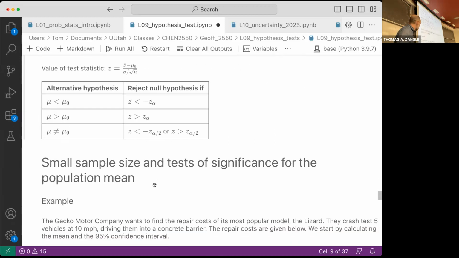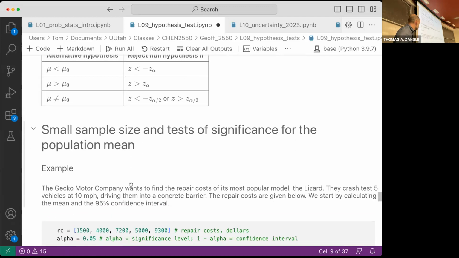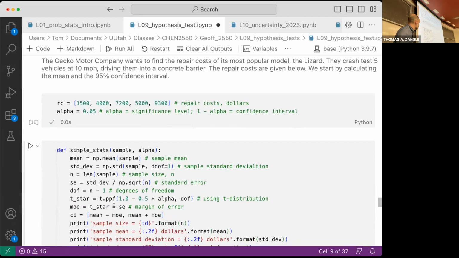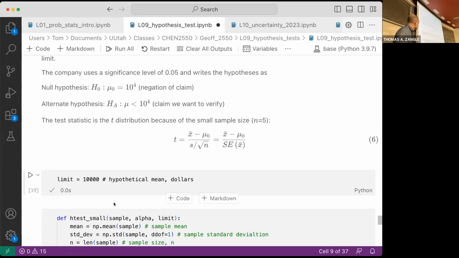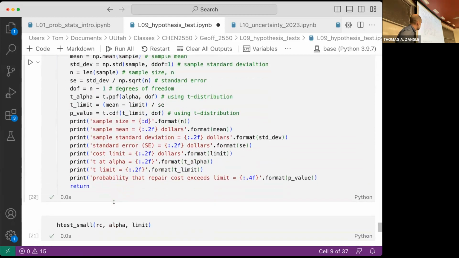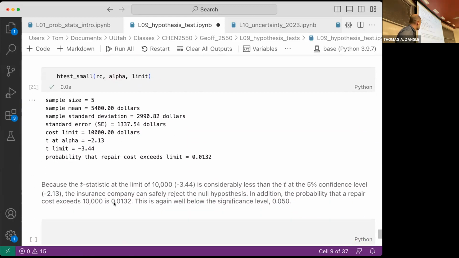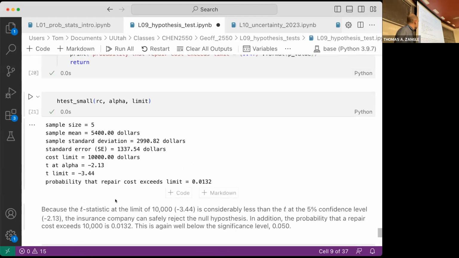Okay, there's another example here on small sample size and tests of significance for population mean that is using the t statistic, and that I will refer you to in the notes, right? So this is in the notes for lecture 9, but it follows through very similar reasoning to what we've been looking at so far, okay?